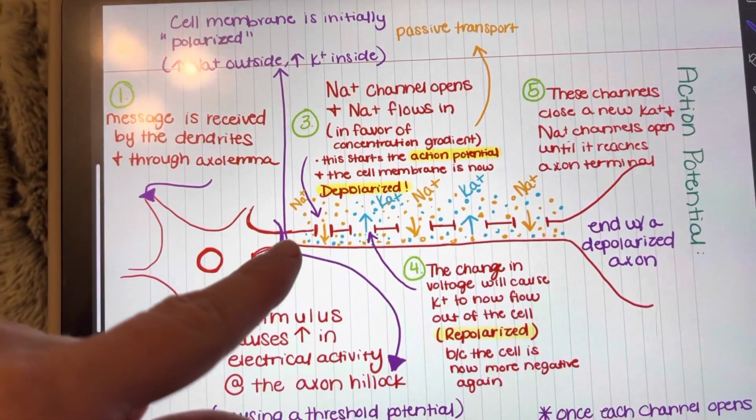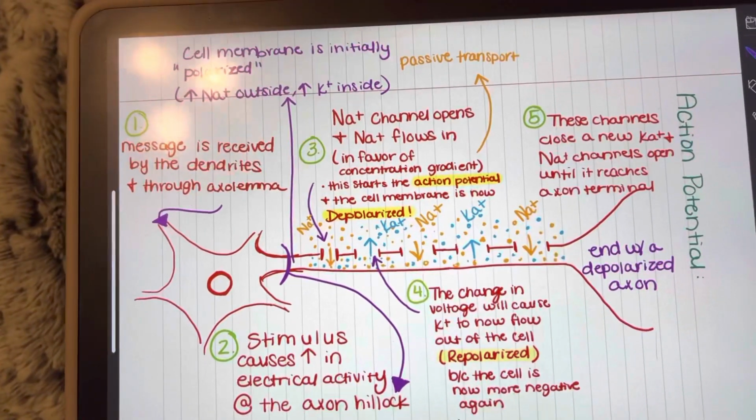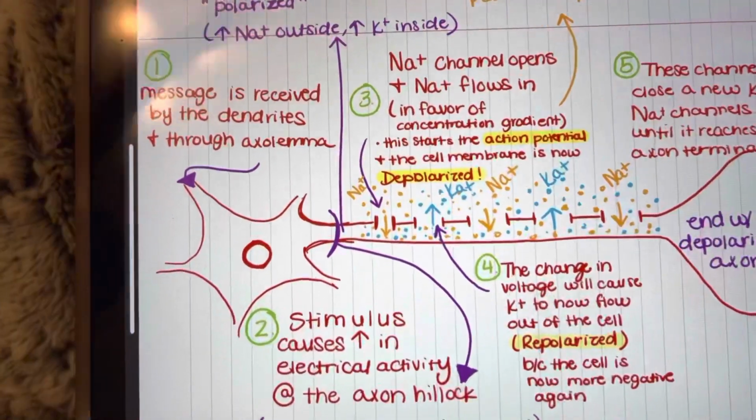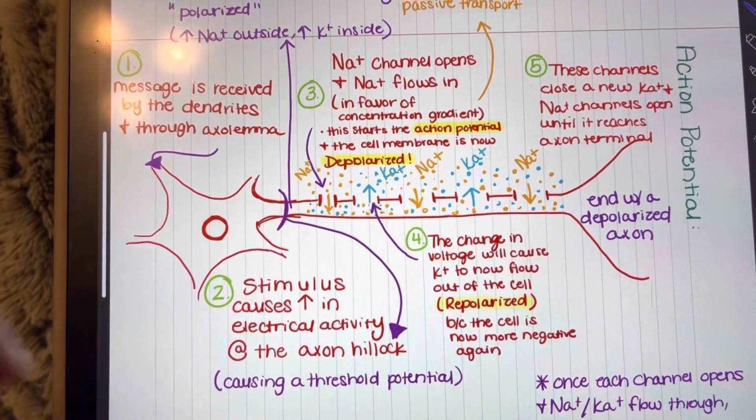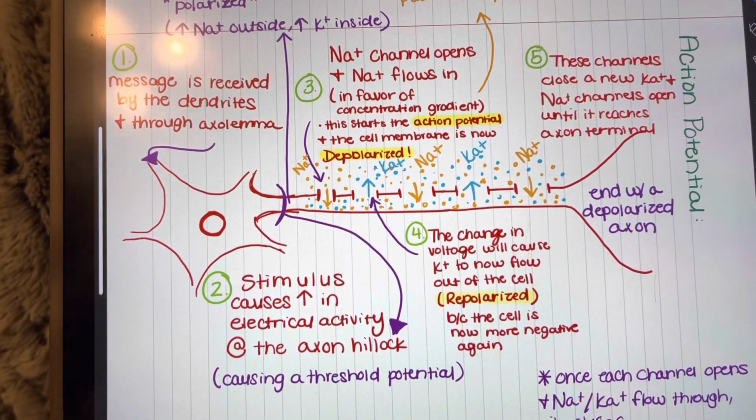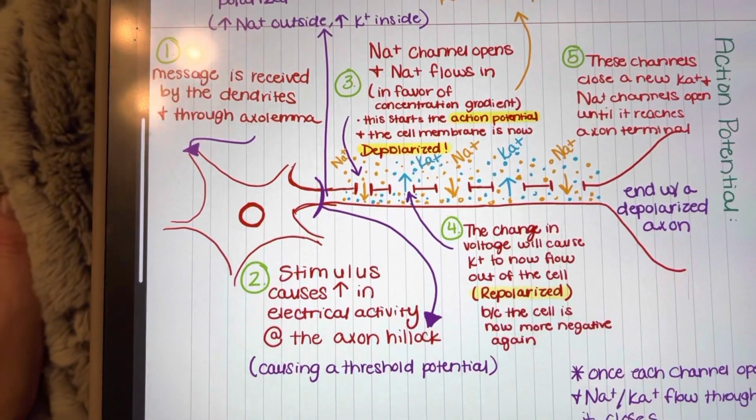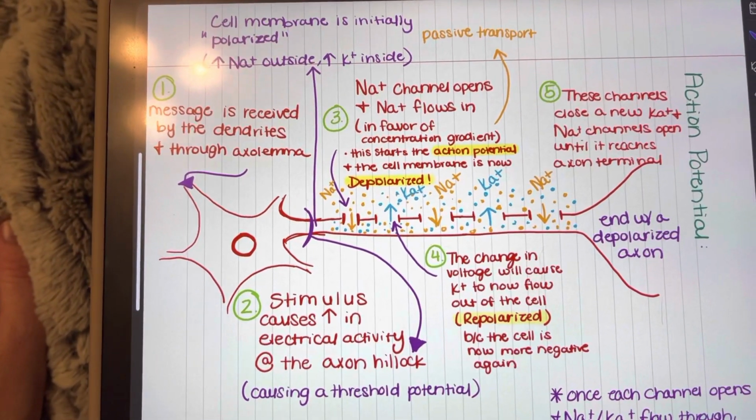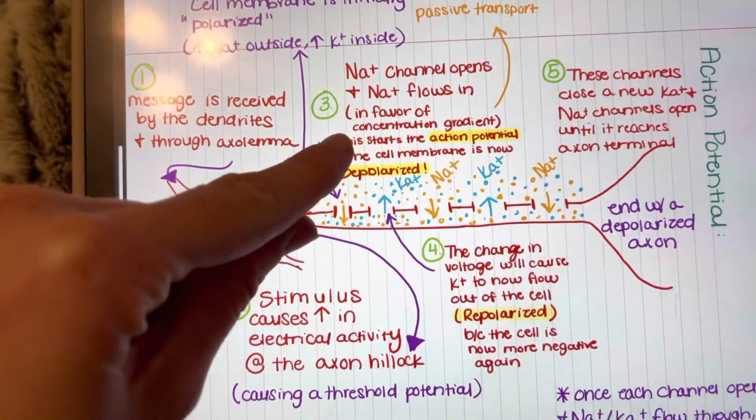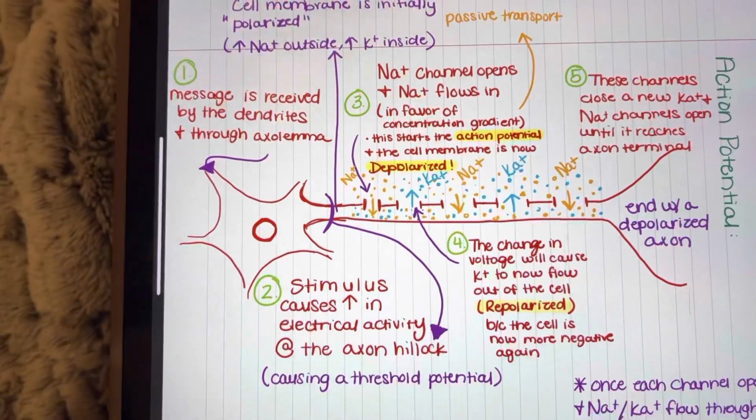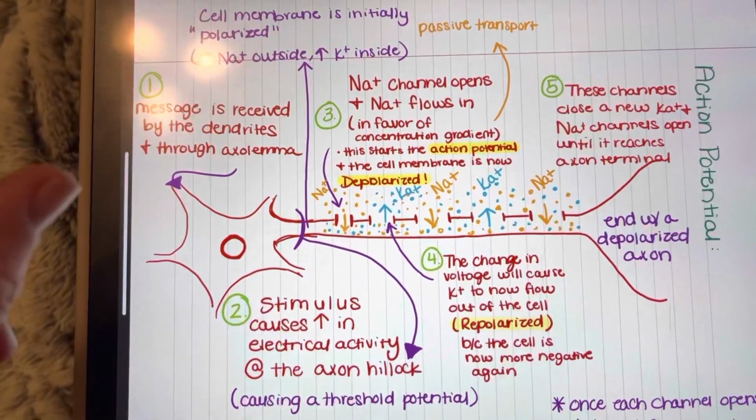And this is what starts the action potential, and the cell membrane will now be depolarized. And then that change in the voltage will cause the potassium to now flow out of the cell, making it repolarized, and this is because the cell is now more negative again because that potassium has flowed out right here. And then that same process just continues, sodium in, potassium out, sodium in, potassium out.